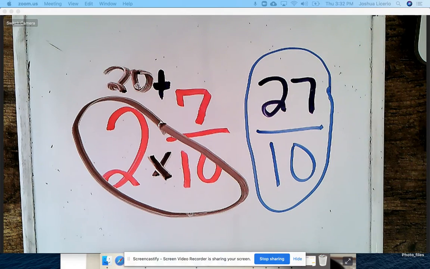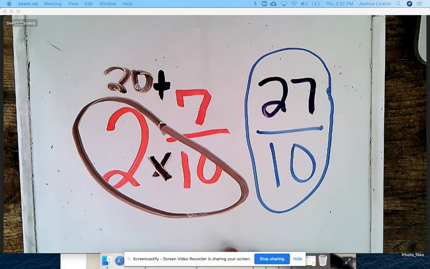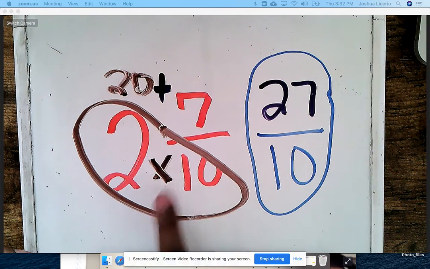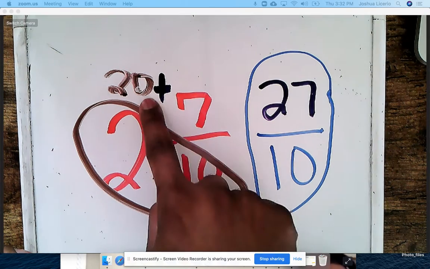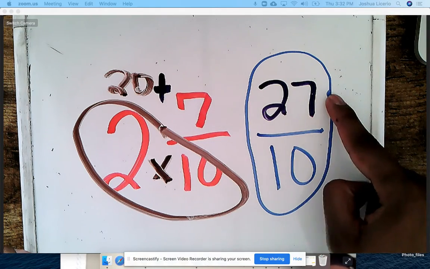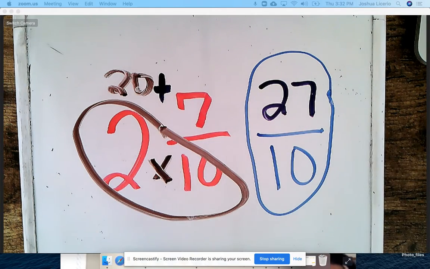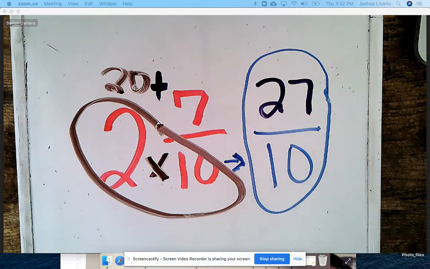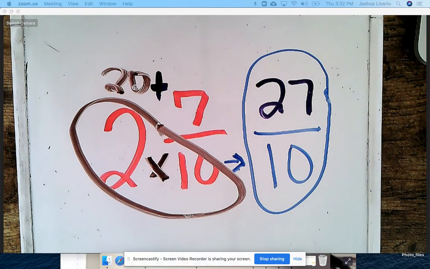I also do want to note that, as you can see here, this is the work I want to be seeing. I want you to circle your whole number and your denominator, show that you're multiplying them, take your answer, show that you're adding it to your numerator to get your 27, and then you could actually draw a line from your denominator to your improper fraction so that you show that I'm keeping it the same. So this is what I want to be seeing when I look at your work here in just a second.